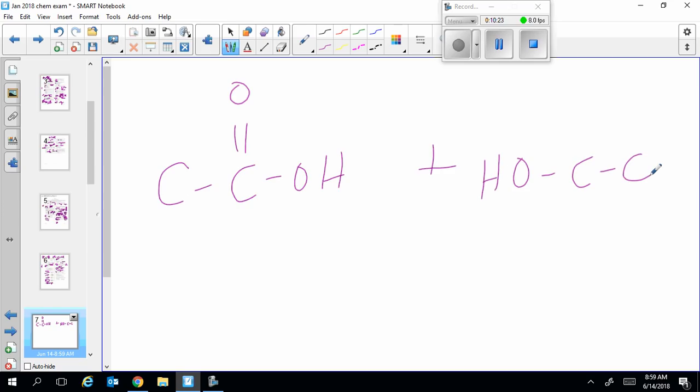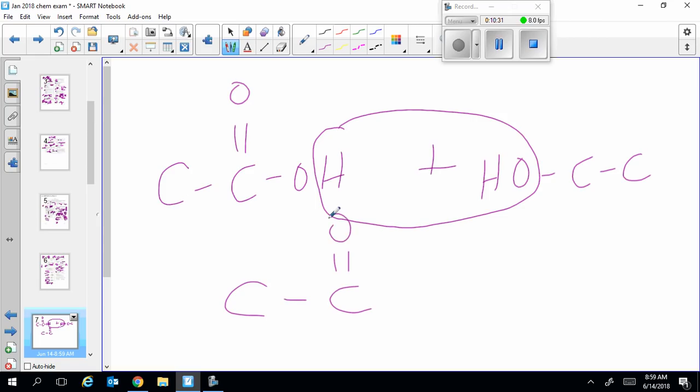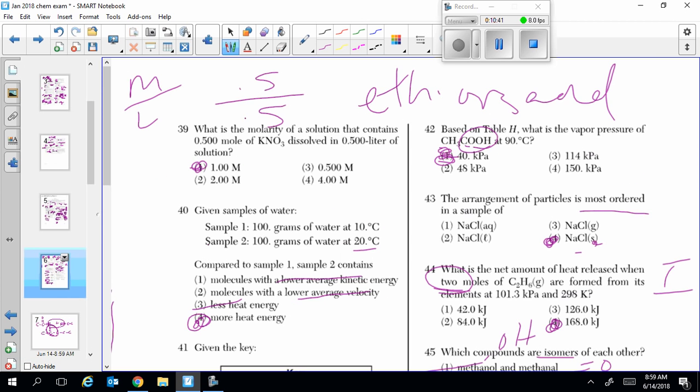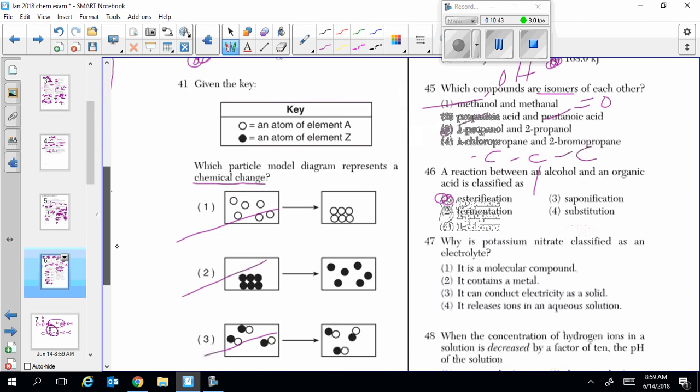And what happens is the H comes off of here, the OH comes off of here, that's water, and I get this. I just connect this C and O to this, and so this unique thing is an ester. So that's how I figured out it was esterification.